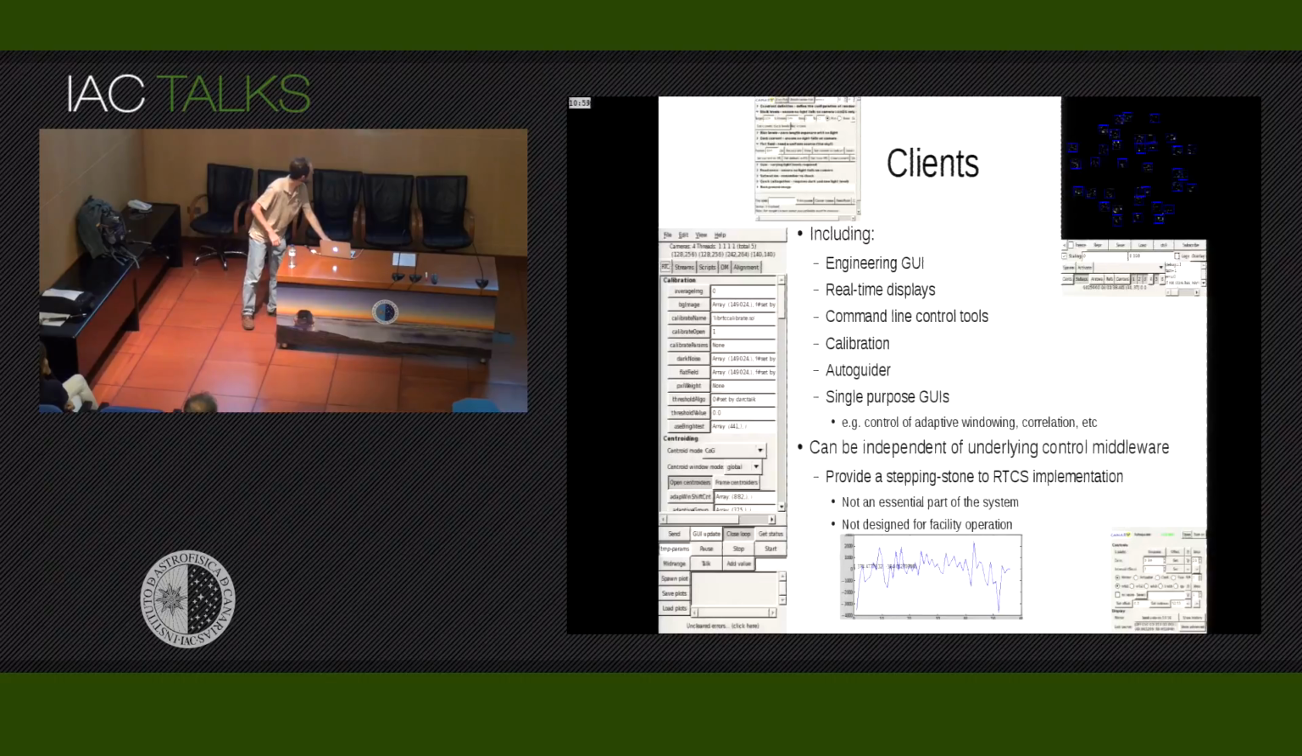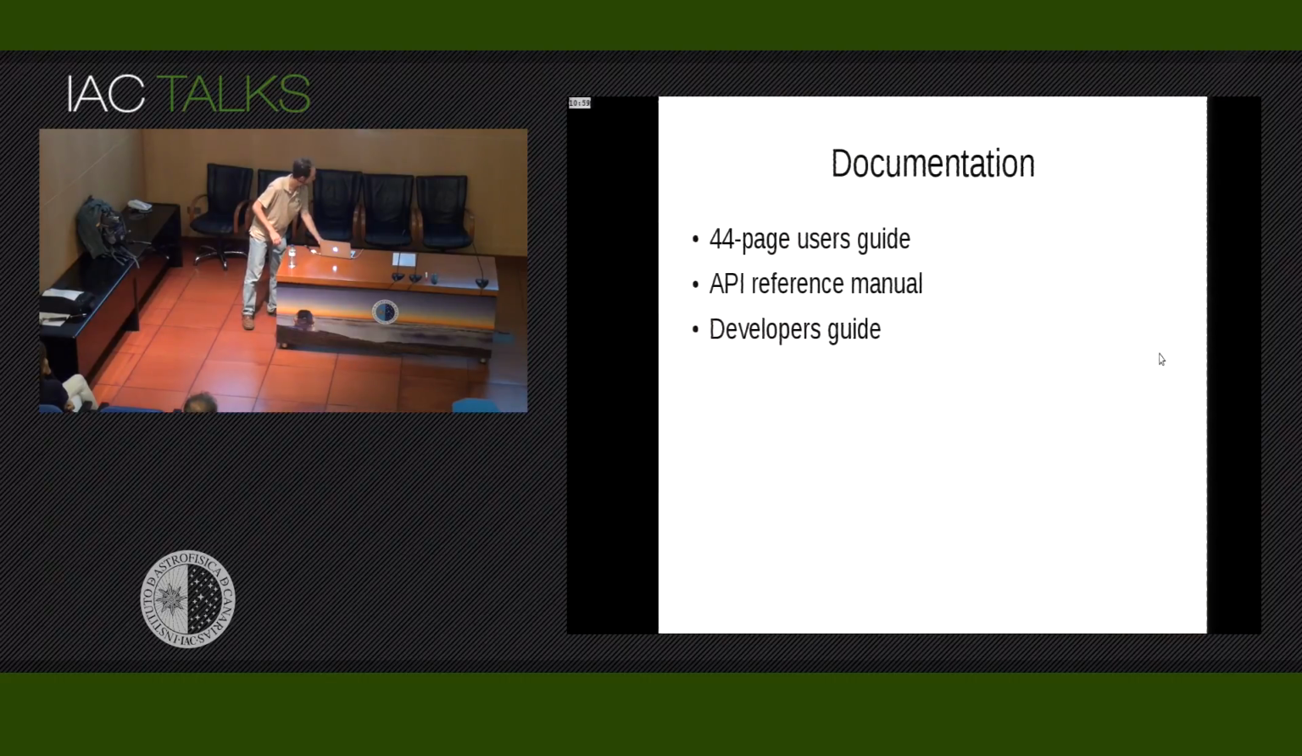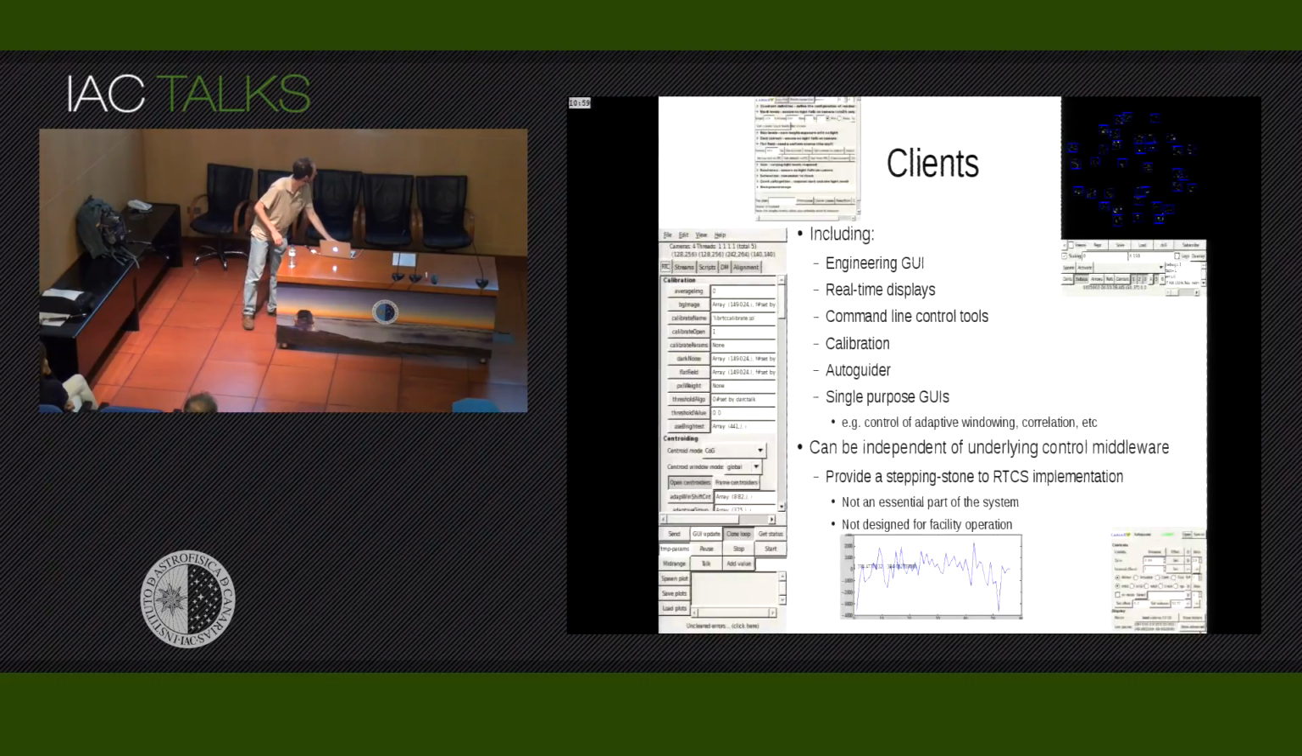The plot on the bottom here, this wiggly line, is the same real-time display, just configured in a slightly different way. It's a very flexible real-time display system we've got. This is an autoguider for Canary here. It tells the WHT when it has reached the guide. And a camera calibration tool at the top there.